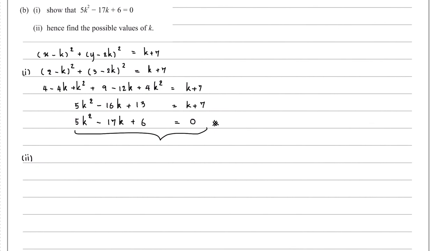Next, we have to find the possible values of k. From this quadratic equation, we can factorize the left-hand side to be two brackets like this. So the first one would be 5k and k here. To make it 6, we put 2 here and 3. Both of them are negative. So then we can solve for k, which are 2 over 5 and 3. These are the possible values of k.